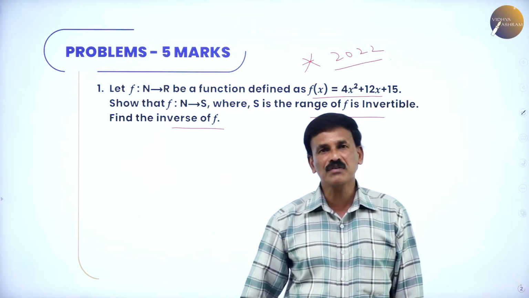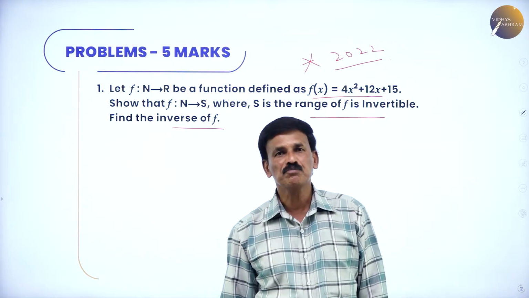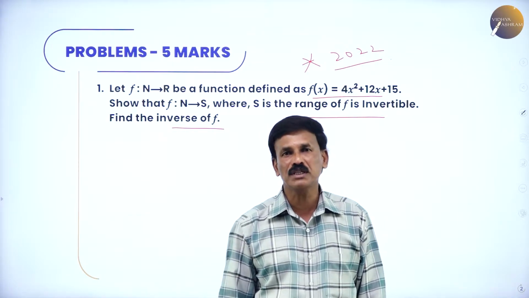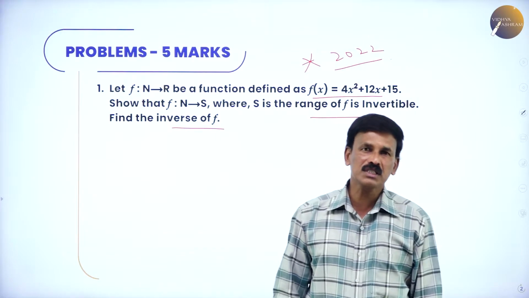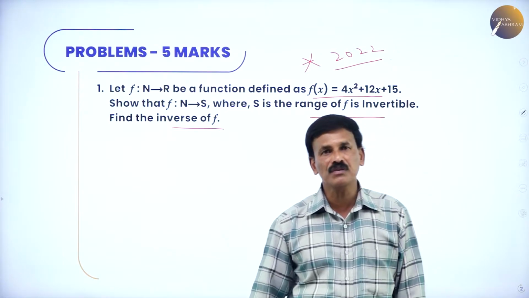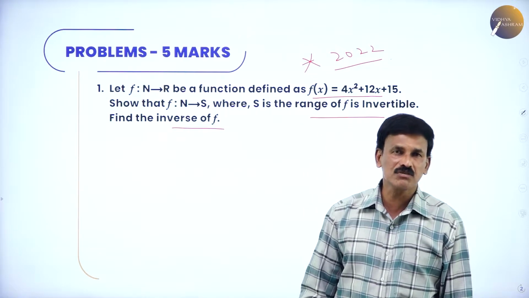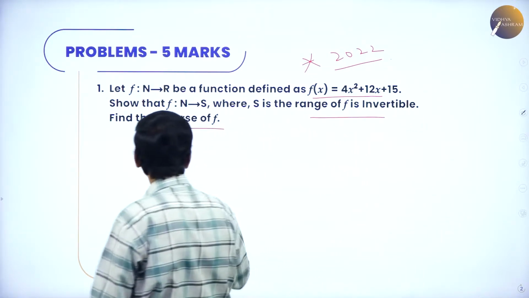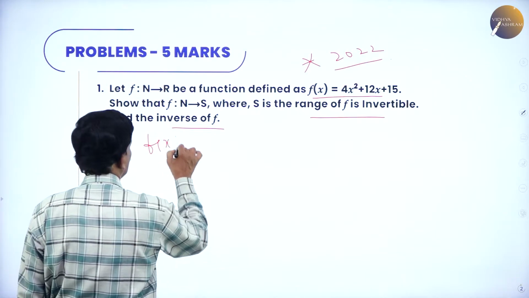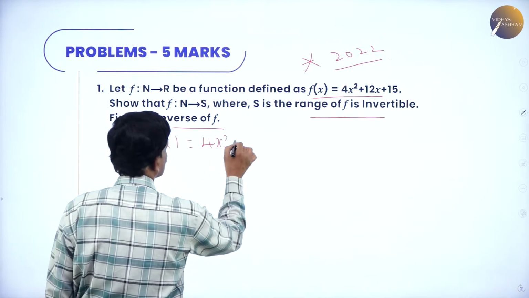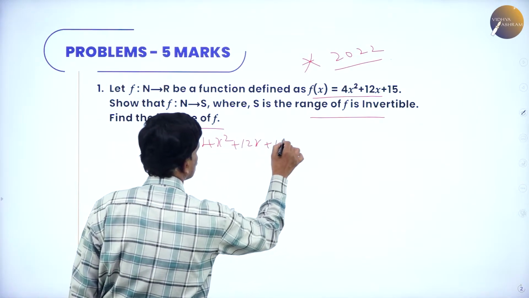Now to verify whether the given function is invertible, it should be 1-1 and onto. That is a bijective function. To verify this as a bijective function, we have to verify whether it is 1-1 and onto or not. Now let us check whether it is 1-1 or not. What is given? Given f of x is equal to 4x square plus 12x plus 15.